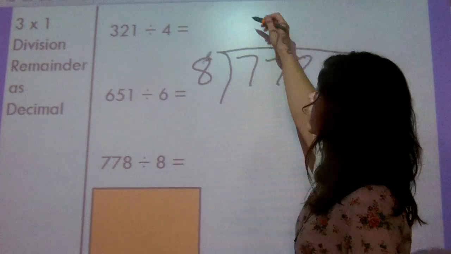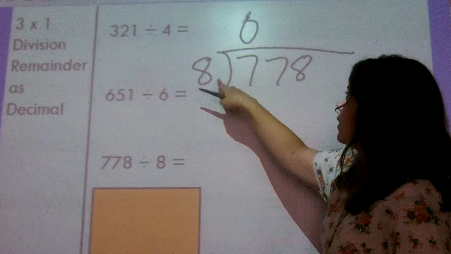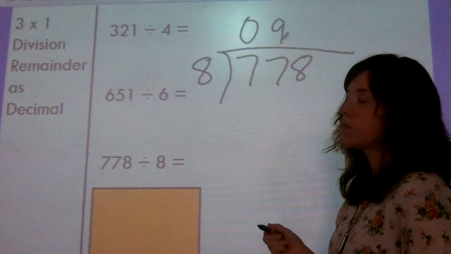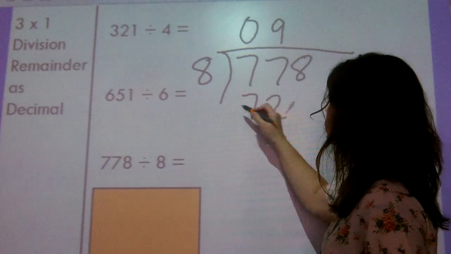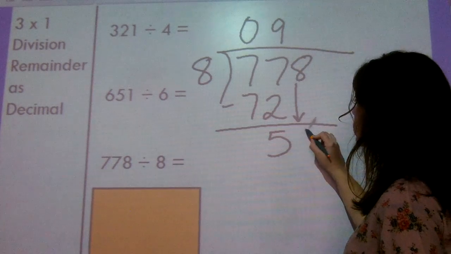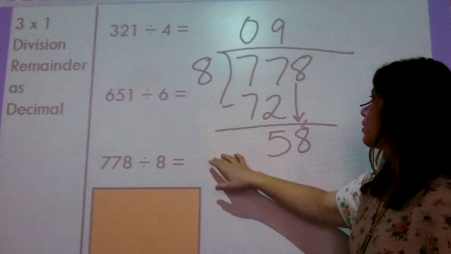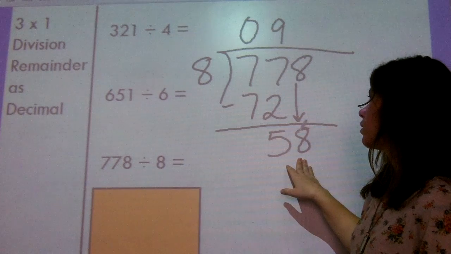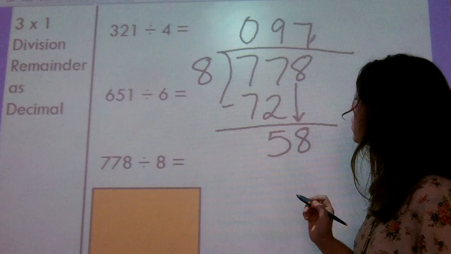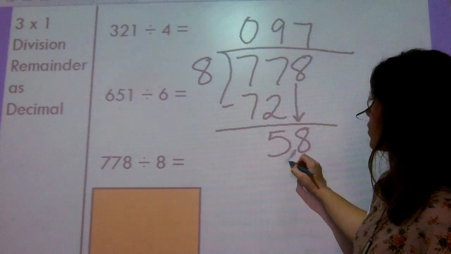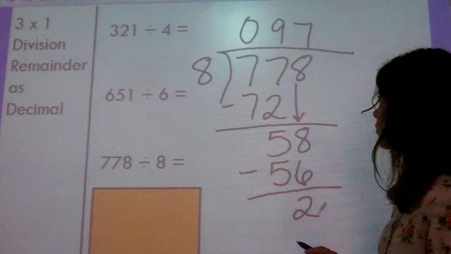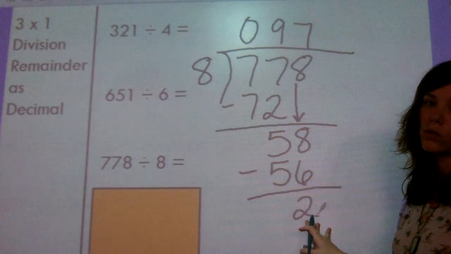8 doesn't go into 7. 8 goes into 77 9 times, because 8 times 9 is 72. 8 goes into 58 7 times. Yep, because 8 times 7 is 56.